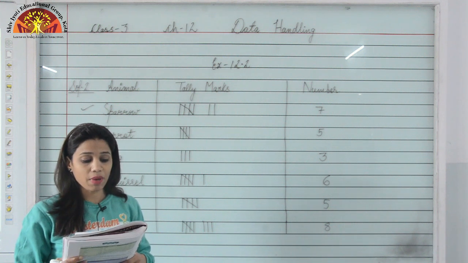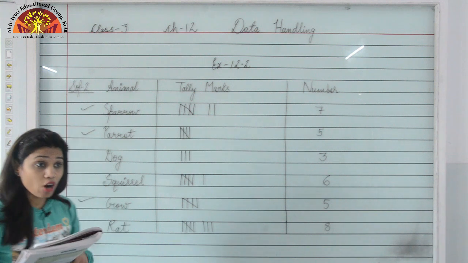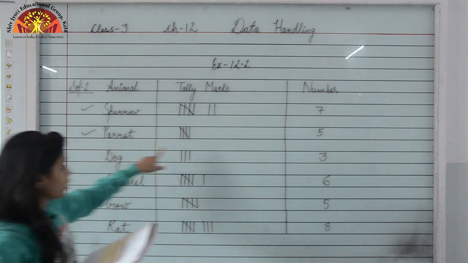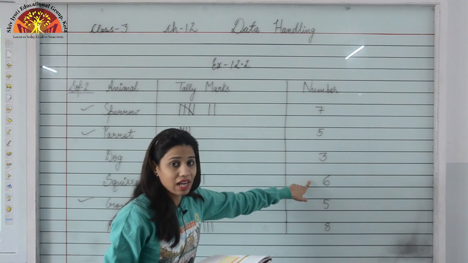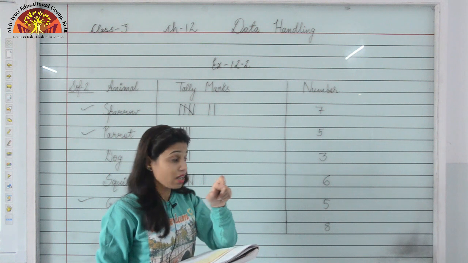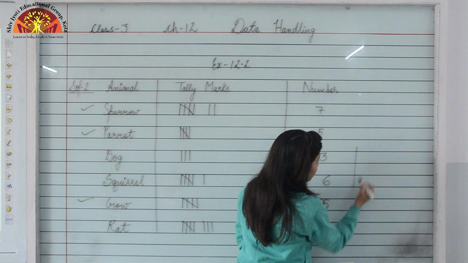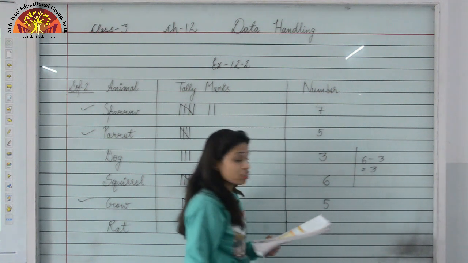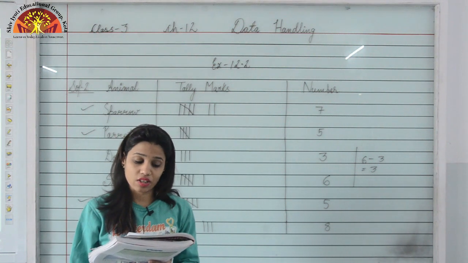Moving on to the D part, how many more squirrels did he see than dogs? Means how many more squirrels he saw than dogs. So he saw 3 dogs and 6 squirrels. That means here 6 is greater than 3. But how many more squirrels? So we are going to subtract 3 from 6. 6 minus 3, therefore 3. Hence he saw 3 more squirrels than dogs. Therefore option number 1 is correct.